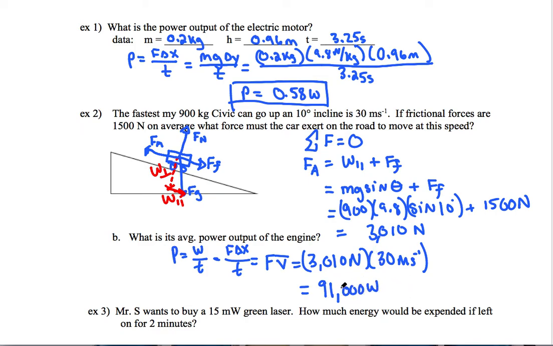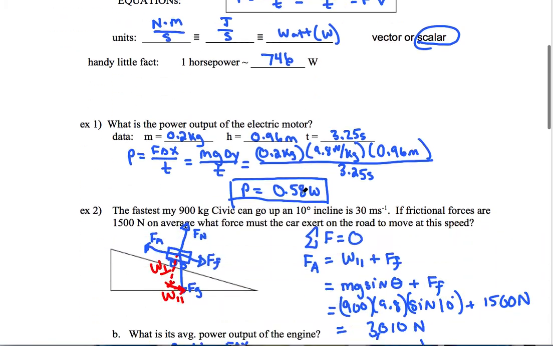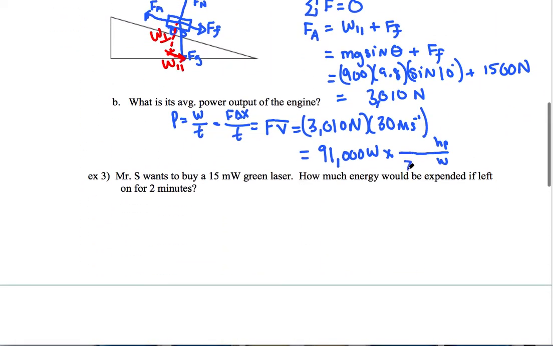Now, that's typically not how power is expressed for cars. Cars typically have a power rating in horsepower. So if I put watts down below and horsepower up above, and look at the conversion factor, 1 horsepower is 746 watts. If I put a 746 next to the watts and a 1 next to the horsepower, I can take my 91,000 and divide it by 746. The watts cancel out, and I get 122 horsepower, which sounds about right for a car of my size.